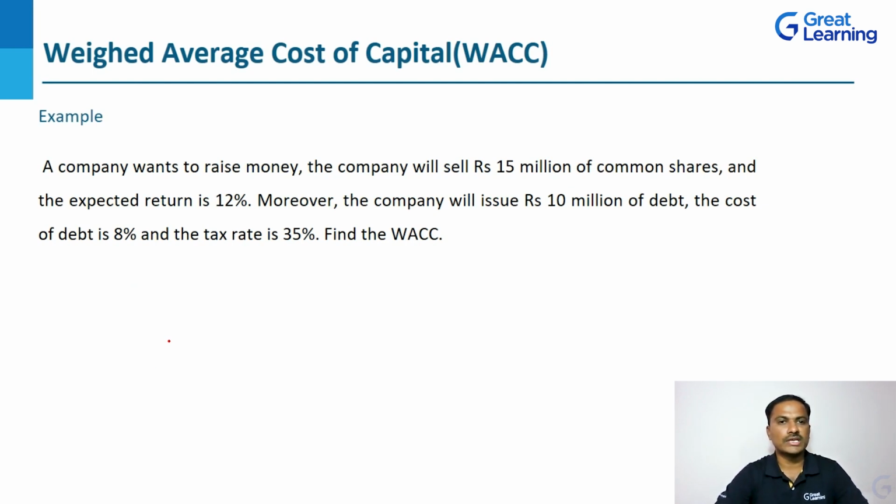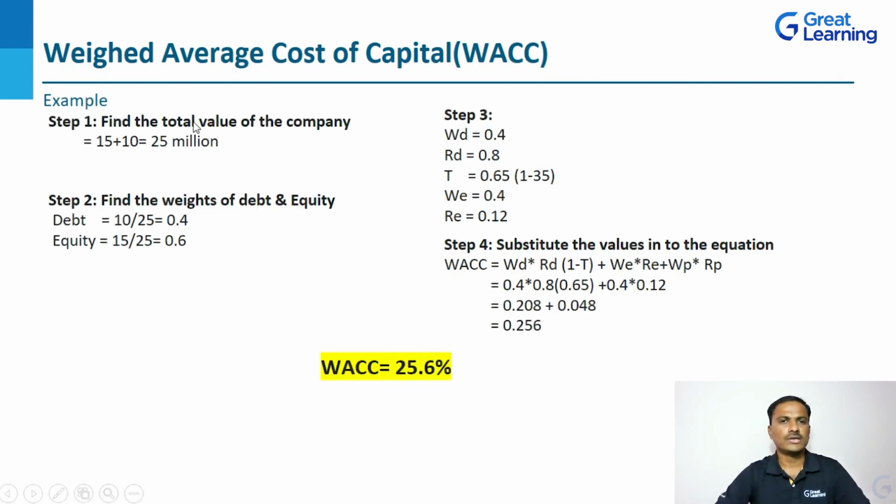A company wants to raise money. The company will sell rupees 15 million of common shares and expected return is 12%. The company will issue 10 million debt. The cost of debt is 8% and the tax rate is 35%. Find out weighted average cost of capital. Okay, so we calculate weighted average cost of capital in 4 simple steps.